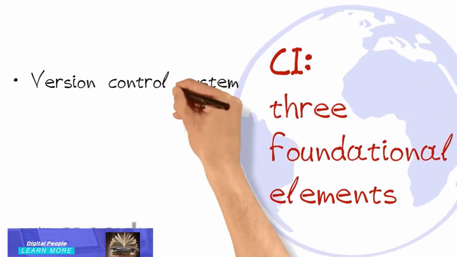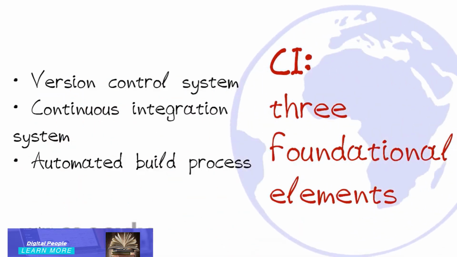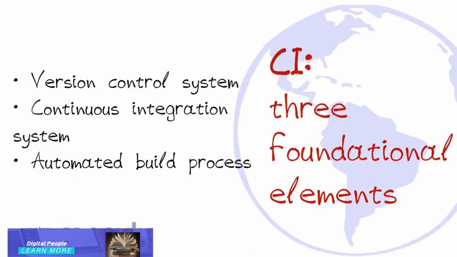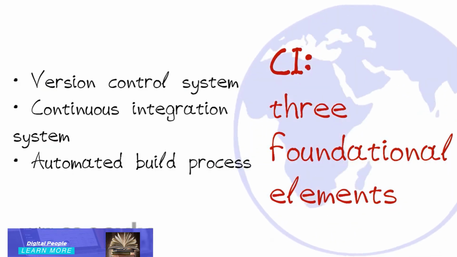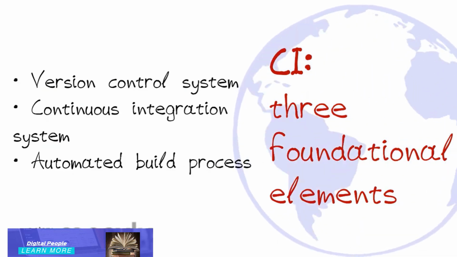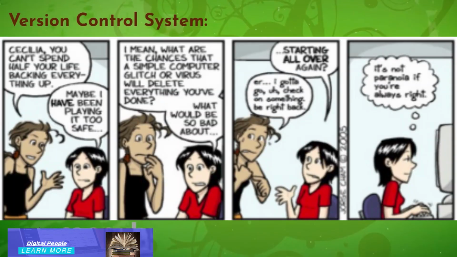Continuous integration relies on three foundational elements: version control system, continuous integration system, and automated build process. Version control system. Earlier, the code versions used to be controlled in folders and segregated based on environments such as dev, test and production by the VQ version control unit team.